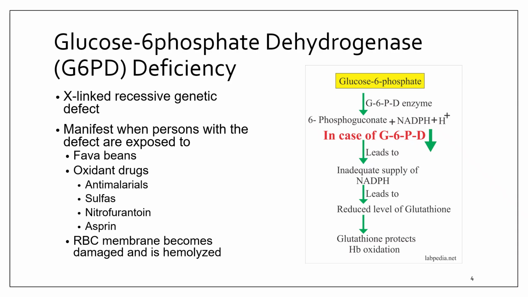Many individuals may carry the defect and never know it until they encounter oxidative stress. The anemia is episodic, not constant, so hemolysis occurs when affected individuals are exposed to oxidant stressors such as fava beans and oxidant drugs including antimalarials, sulfa drugs, nitrofurantoin, or aspirin, especially in high doses.